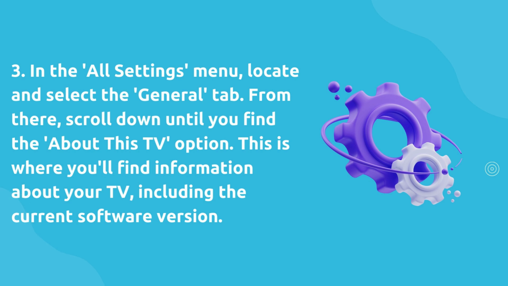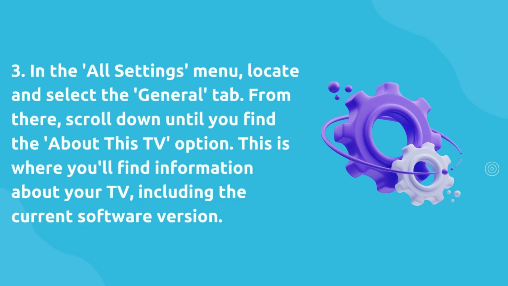3. In the All Settings menu, locate and select the General tab. From there, scroll down until you find the About This TV option. This is where you'll find information about your TV, including the current software version.